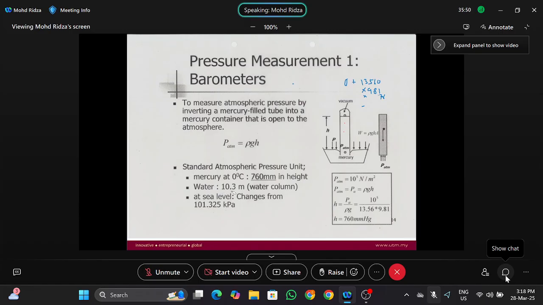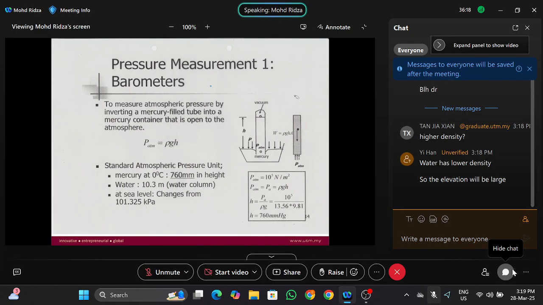Do you know how high this 10.3 meters is? Almost a 3-story building. So you don't want to use an equipment which has a tube of 10 meters high. So it's not practical. That's why they are using mercury, because of the higher density. So this is more towards being practical. If you want to use water, go ahead, but you have to have a tube of 10.3 meters high or 11 meters high. Okay, thank you.